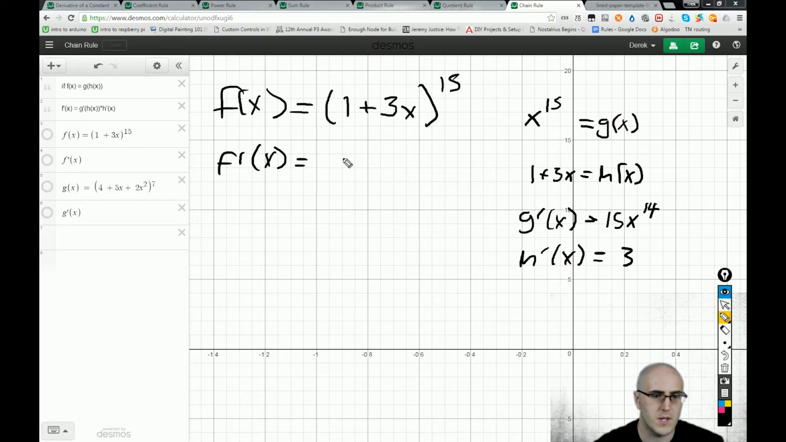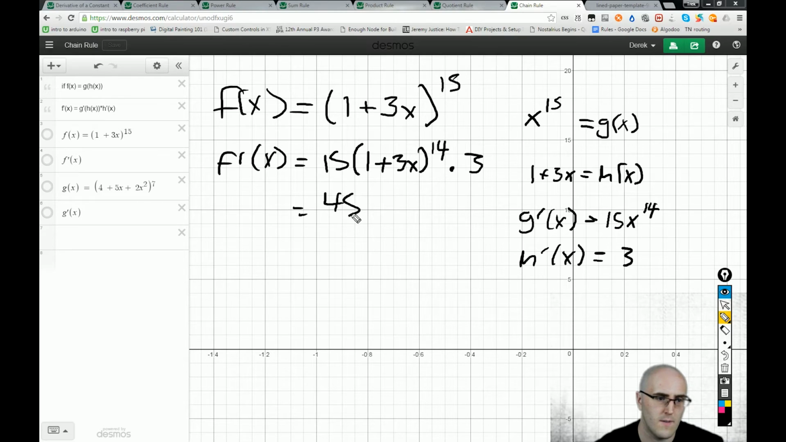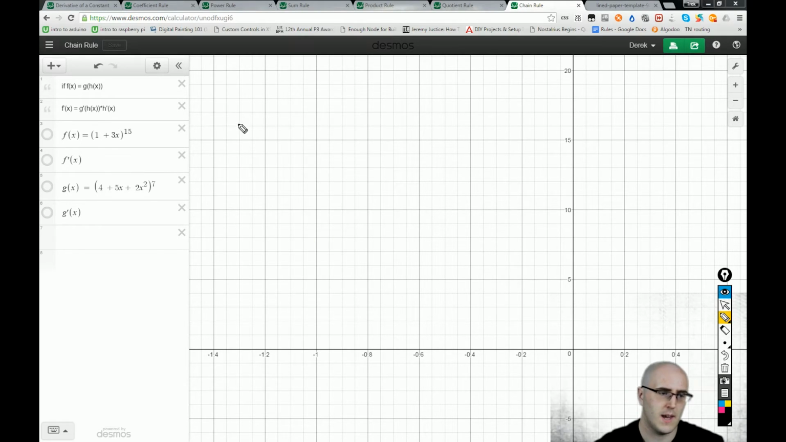So it was equal to g prime of h of x, so that's 15, 1 plus 3x to the 14, times h prime, which is 3. So that comes out to be 45, 1 plus 3x to the 14th. That wasn't so bad, right? Let's try another example and go a little bit more complicated.